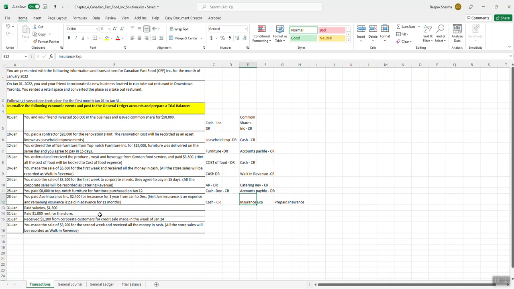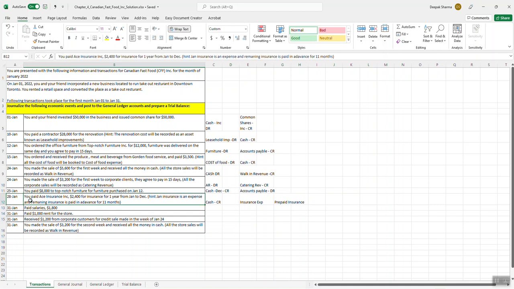Okay, now why are we splitting that into 2? Because remember, the accounting rule is anything you have used is an expense, but if you pay for an expense in advance, that's a prepaid expense. So in this case, we're paying the insurance for 12 months, but 1 of that month is already used because we are sitting on January 28th, which is the end of the month.